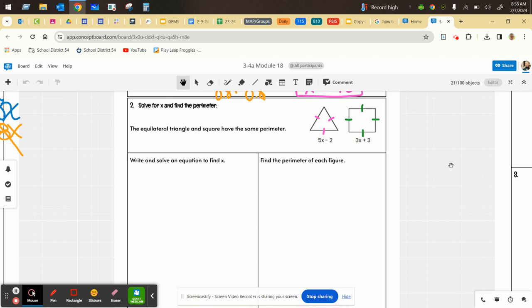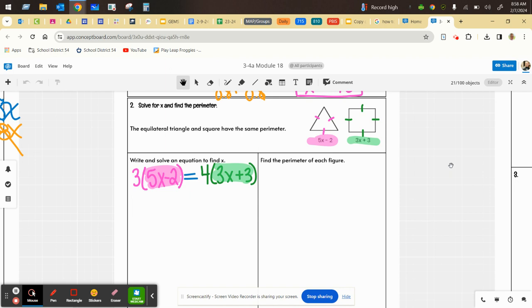With a triangle, instead of adding 5x minus 2 plus 5x minus 2 plus 5x minus 2, we can multiply by 3 because there are 3 sides that are the same. So that's going to be on my left-hand side. We know they have equal perimeter, so we put an equal sign in the middle. The square has 4 sides, so I'm going to multiply that times 4, 3x plus 3. So again, all I'm doing is taking the side length and multiplying it by 4, and same thing for the triangle, but I'm multiplying it by 3 because it only has 3 sides.